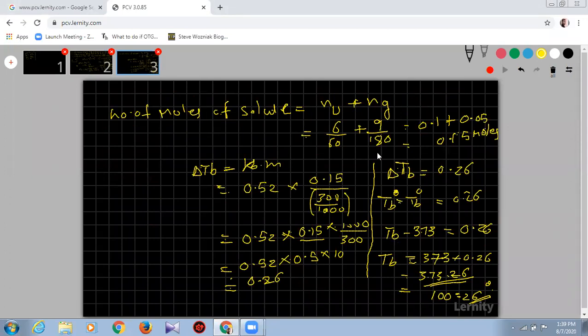Someone asked about the third slide. This is the case. Number of moles means what? Weight divided by gram molecular weight. The weight of urea was 6 grams and the molecular weight is 16. The weight of glucose is 9 grams and the molecular weight is 180.